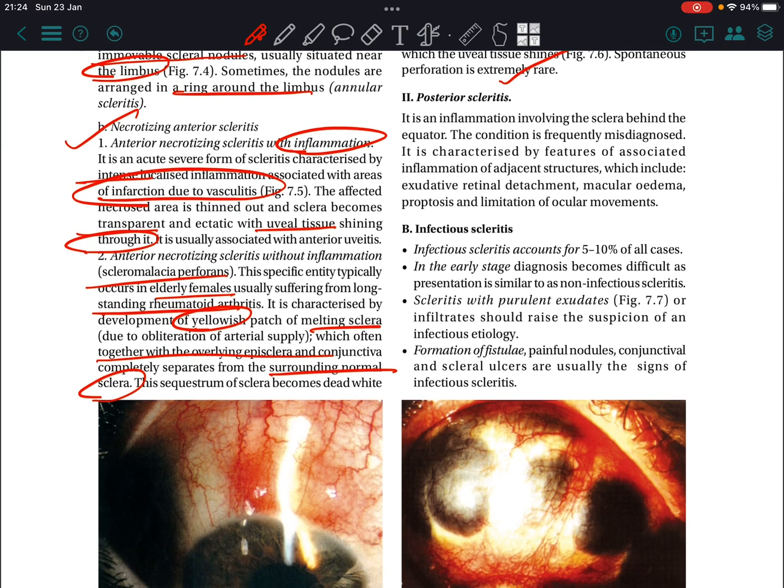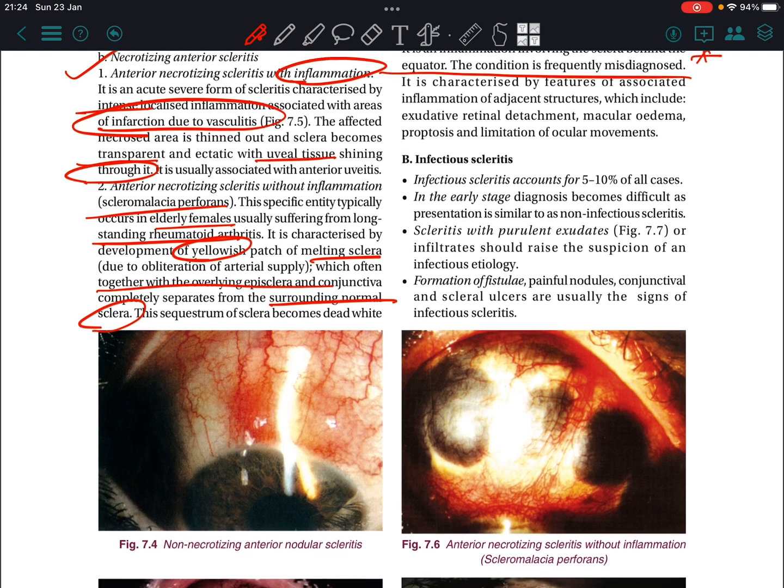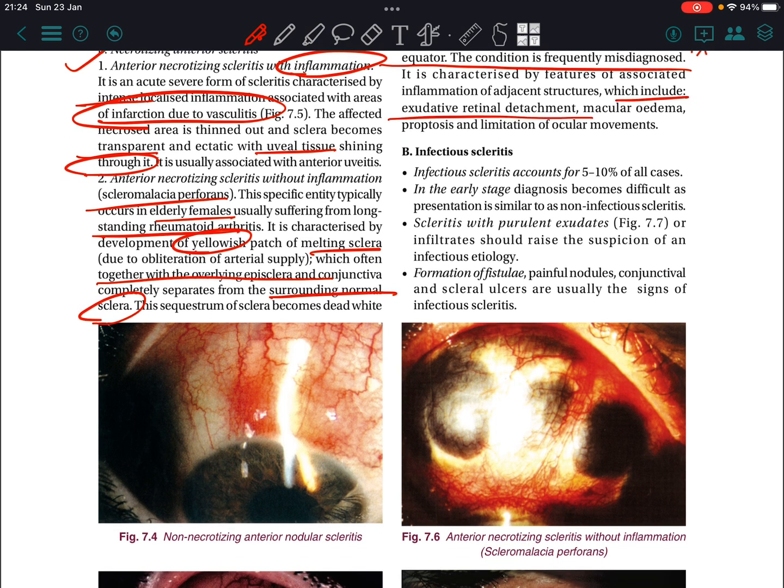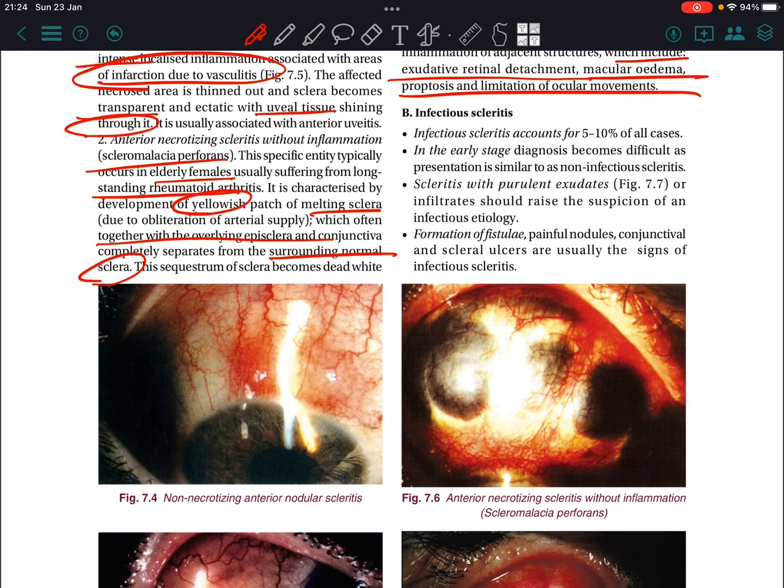Posterior scleritis is an inflammation involving the sclera behind the equator. The condition is frequently misdiagnosed. It is characterized by features of associated inflammation of adjacent structures, which include exudative retinal detachment, macular edema, proptosis, and limitation of ocular movements.